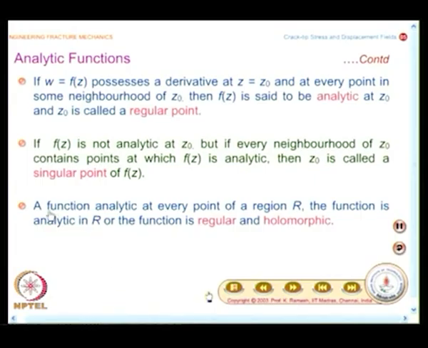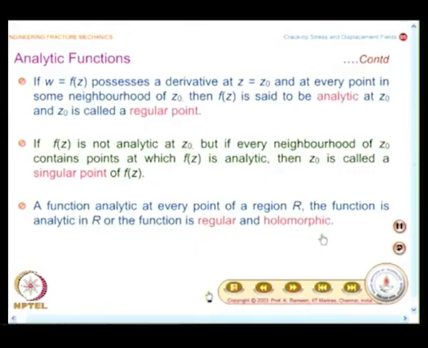Suppose you find a function is analytic at every point of a region R. The function is analytic in R, or the function is regular and holomorphic, and this terminology will come across in research papers. They will say it is a holomorphic function. So, that means it is an analytic function where it has a derivative available and you can differentiate it comfortably. And we have to satisfy the biharmonic equation. Unless the function is differentiable, we would not be able to satisfy the biharmonic equation.